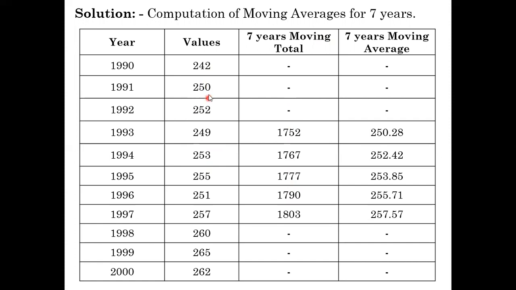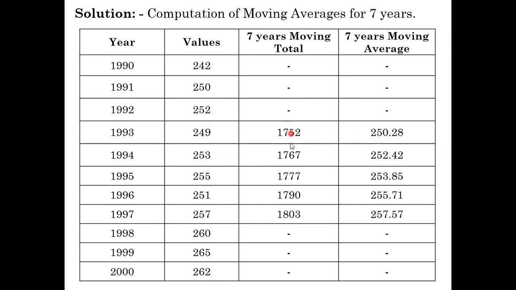See, 242, 250, 1, 2, 3, 4, 5, 6, 7, up to 251, 1752 divided by 7 years. See, 7 years moving average. So if it is 7 years, you have to divide this by 7. So at that time, you will get 250.28.